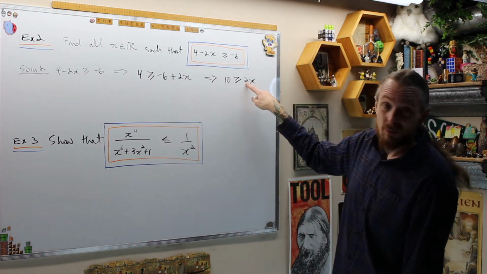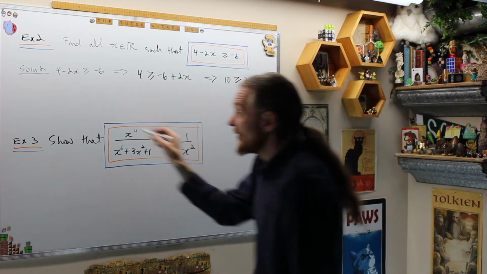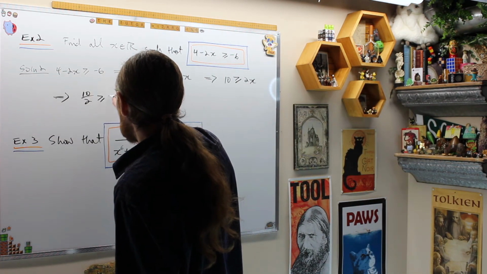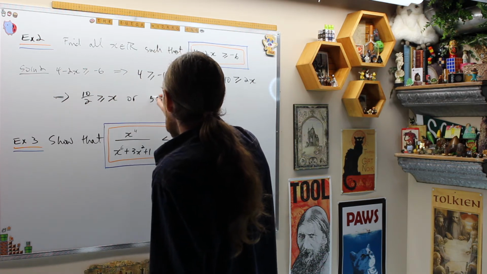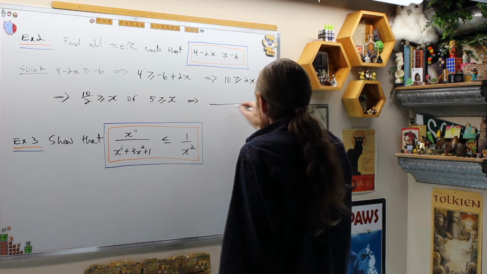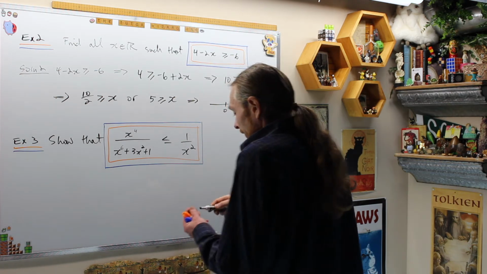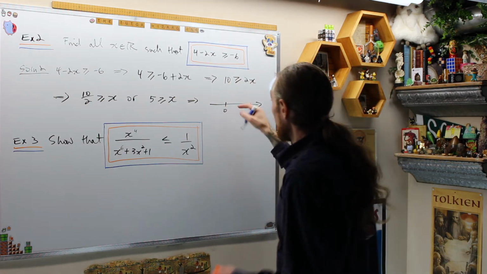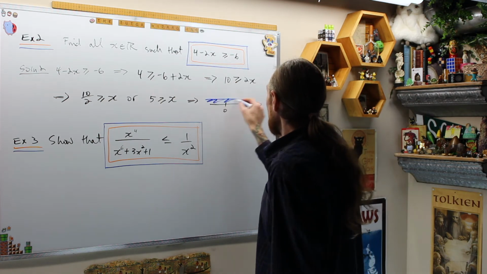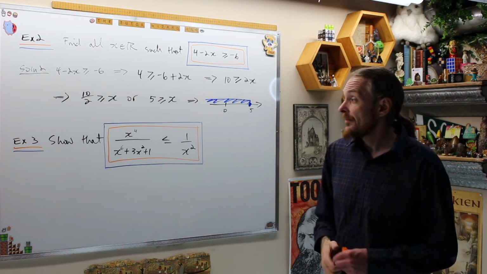And then now I don't have to worry about flipping the inequality because 2 is positive. So I'm going to multiply by 1/2, and that says 10 over 2 is greater than or equal to x, or 5 is greater than or equal to x. And so again, that gives us 0 and 5. And on that interval, we see that it says less than or equal to 5. So this is our interval in either case.